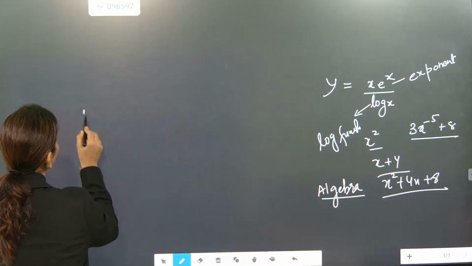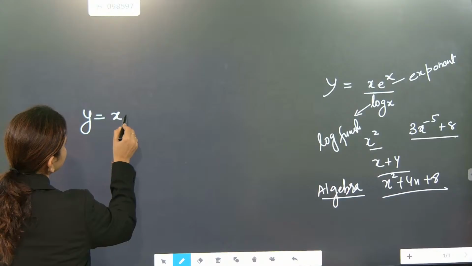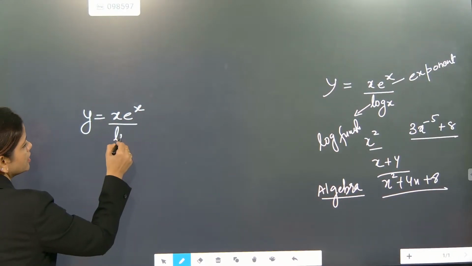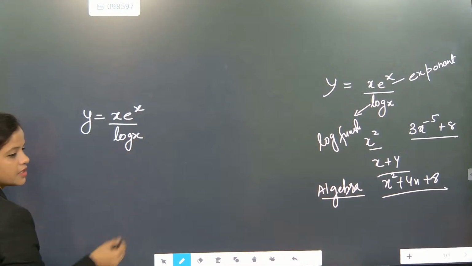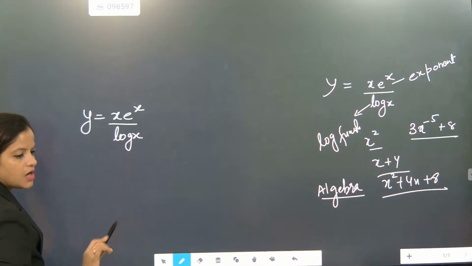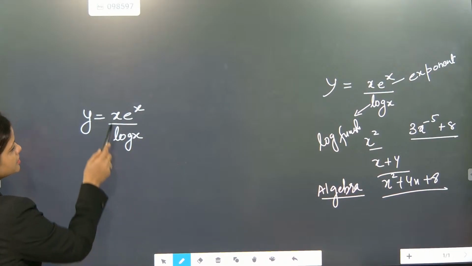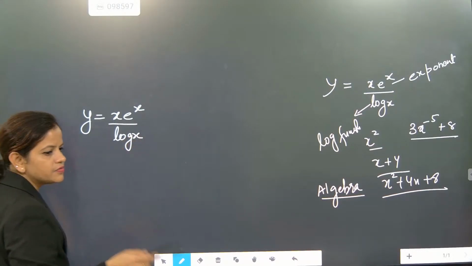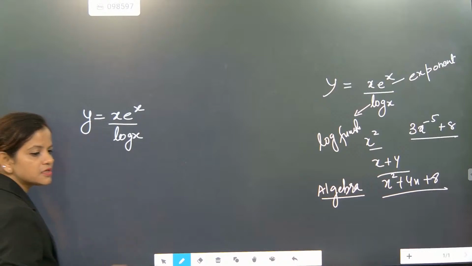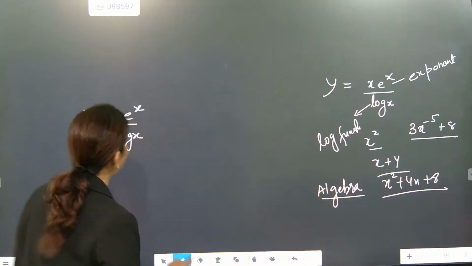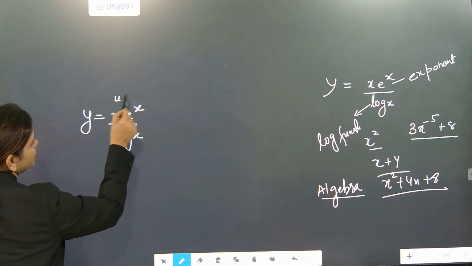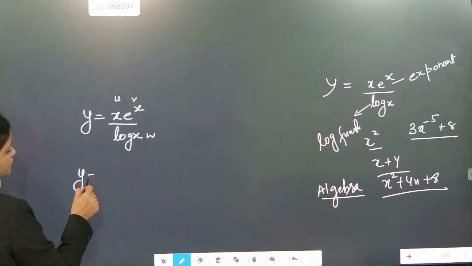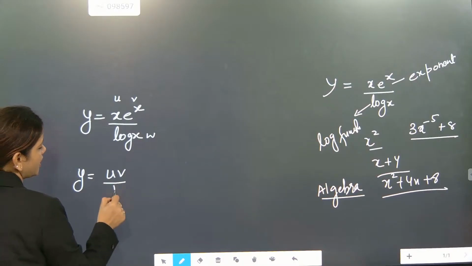Now look here, y is equal to x e to the power x by log x. Now we came to know that these are all different. Nothing is the same. x comes from algebra, e to the power x comes from exponent, and log x comes from the logarithmic function. So we can say this is u, this is v, and this is w. Right now it is written in this form, u, v, and w.